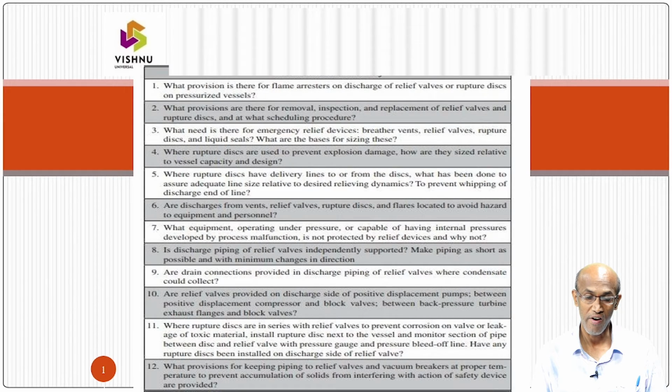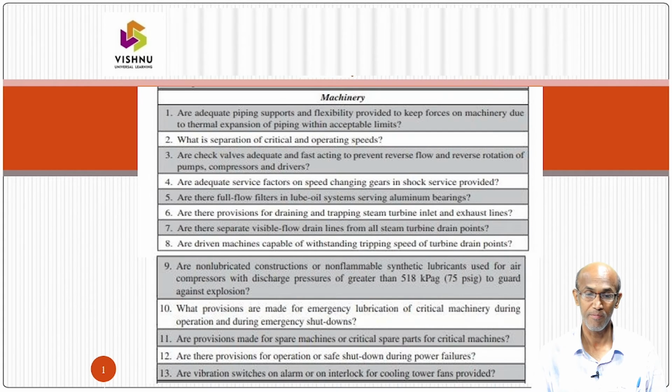Where rupture discs are in series with relief valves to prevent corrosion of the valve or leakage of toxic material, install the rupture disc next to the vessel and monitor the section of pipe between the disc and relief valve with a pressure gauge and pressure bleed-off line. Have any rupture discs been installed on the discharge side of the relief valve? What provisions are there for keeping piping to relief valves and vacuum breakers at proper temperature to prevent accumulation of solids from interfering with action of the safety device?